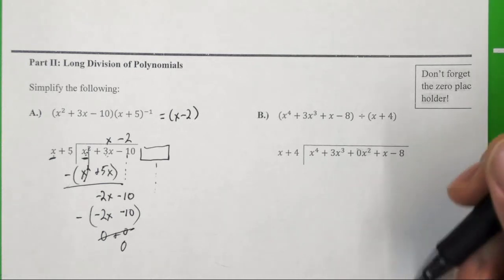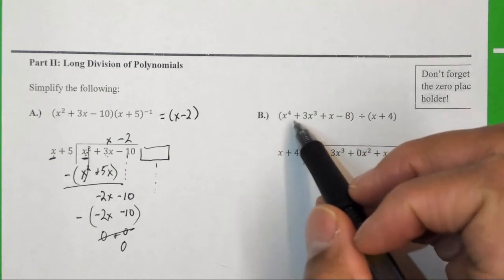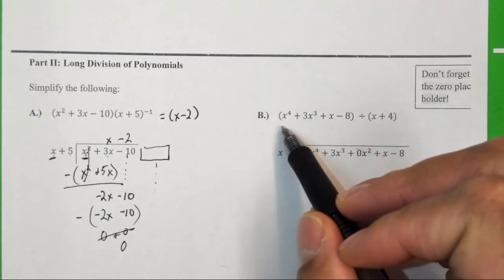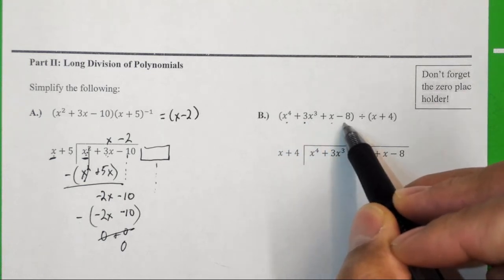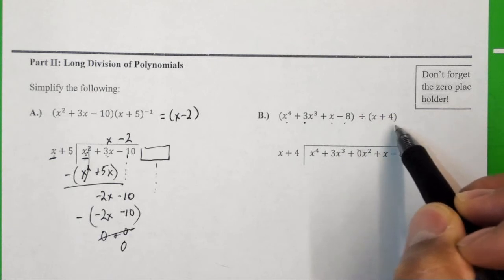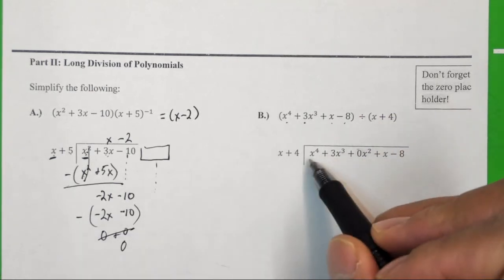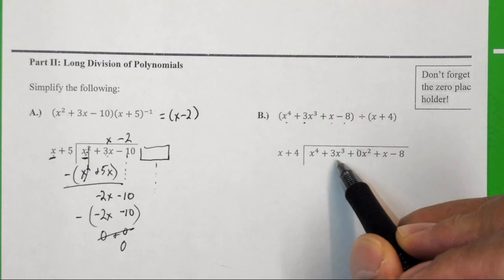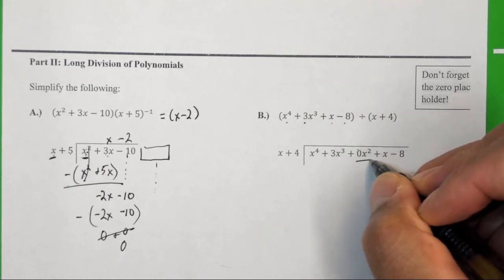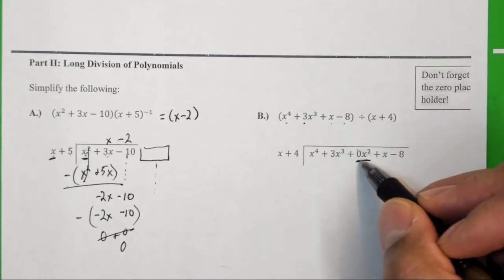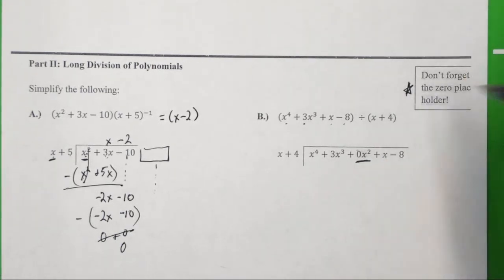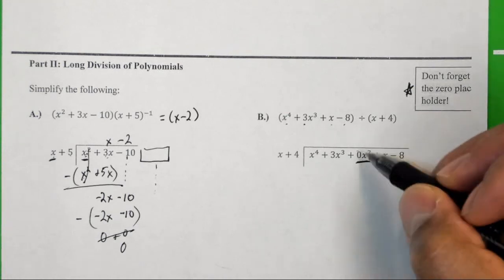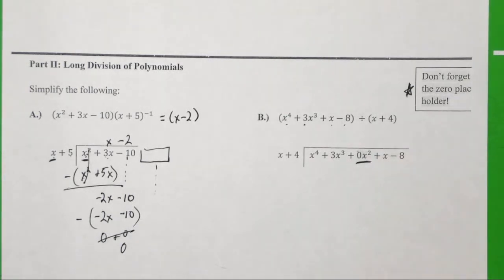Okay? Now, here we've got a slightly longer dividend, x to the 4th plus 3x cubed plus x minus 8, and then we're going to divide that by x plus 4. Now, underneath, we still put that dividend, but I want you to take special note of this 0x squared. It's called a placeholder. You cannot forget that 0 placeholder when we're doing these polynomial long division problems, okay?